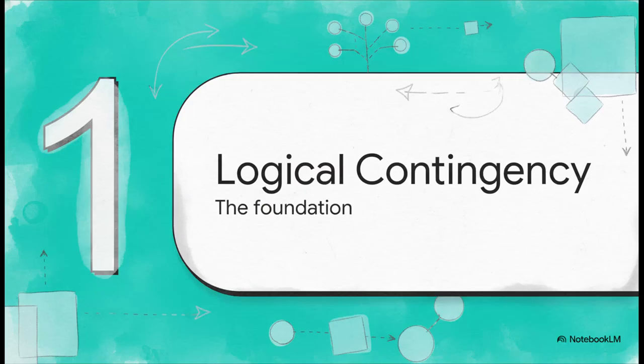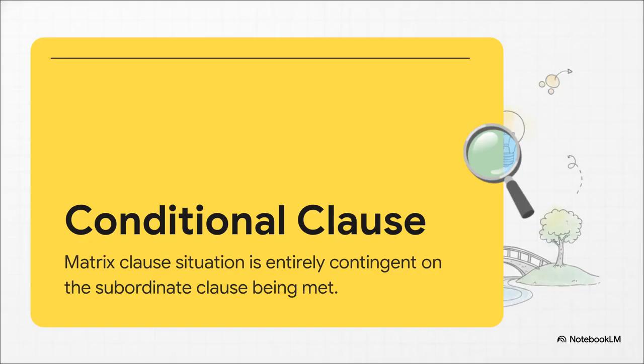Section 1. Introduction to Logical Contingency, the foundation of conditional clauses. So what exactly is a conditional clause? At its core, it's a grammatical structure signaling that the situation in the matrix clause, which is the main part of your sentence, is entirely contingent or dependent on the subordinate clause being fulfilled.